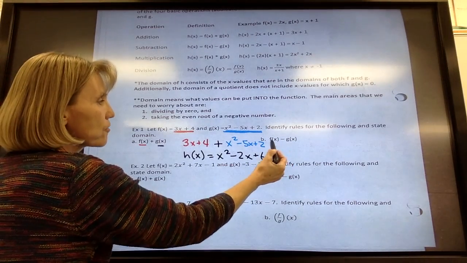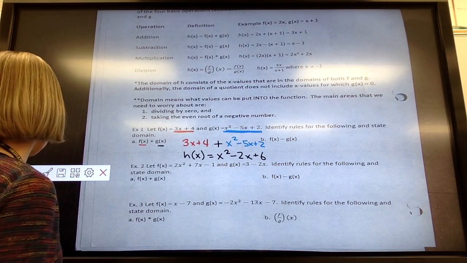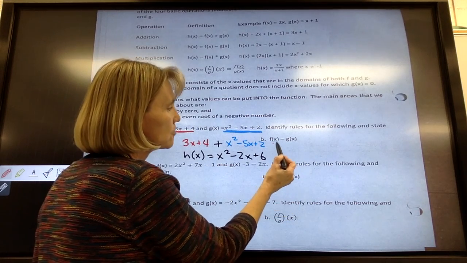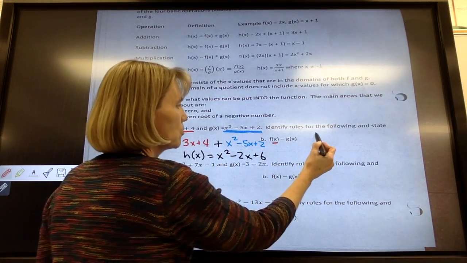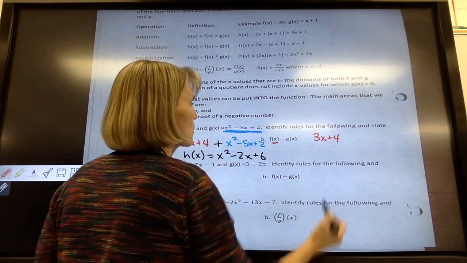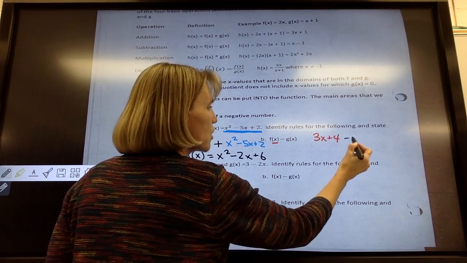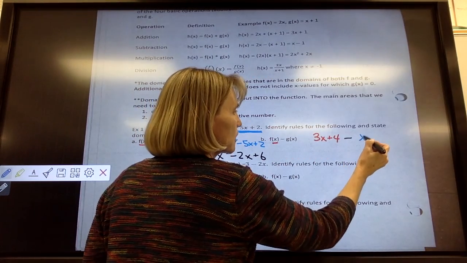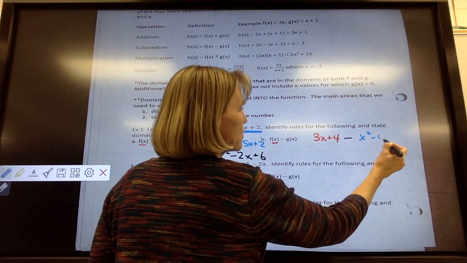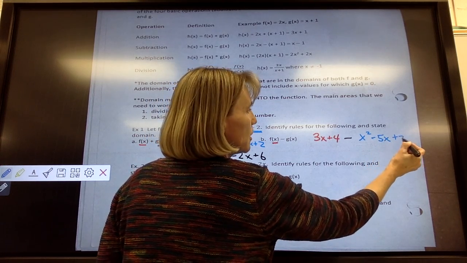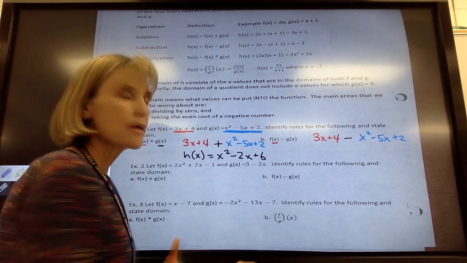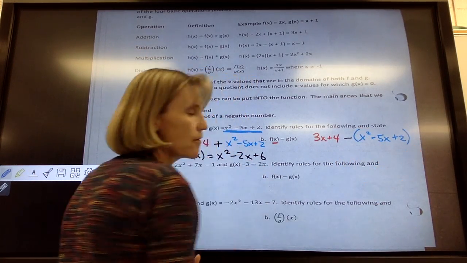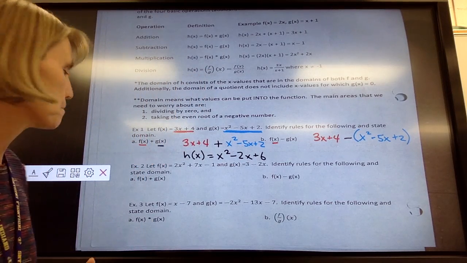Okay, if I want to subtract the two functions, when you deal with subtraction, like always, order matters. So you have to start with the f of x function, which is 3x plus 4. And then we're going to subtract the g of x function. So that's going to be x squared minus 5x plus 2. Now, if I don't put it in parentheses, then I only end up subtracting the first term. But I want to subtract all of it. So I have to put it in parentheses when I subtract.